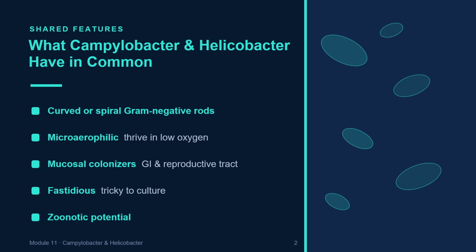They're curved or spiral gram-negative rods, and they thrive in low oxygen environments, especially mucosal surfaces like the GI tract or reproductive tract. They're also fastidious, meaning they're tricky to culture and often require special media or atmospheric conditions. And importantly, several species are zoonotic, making them relevant to both veterinary and public health.